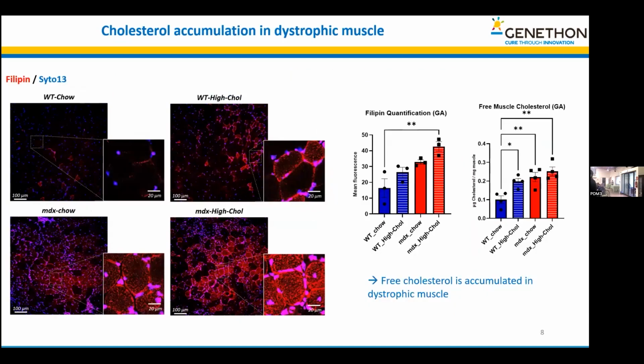Then we checked also for cholesterol accumulation in the muscle. What we knew before is that when we compare just wild type to MDX, we have an increase of cholesterol. And then with the high-fat diet for wild type, we see some cholesterol going into the muscle, and even more, of course, in the MDX. We saw that by quantification of filipin, but also by measuring the free cholesterol in the muscle. So we can see the effect of the diet on this cholesterol going into the muscle.